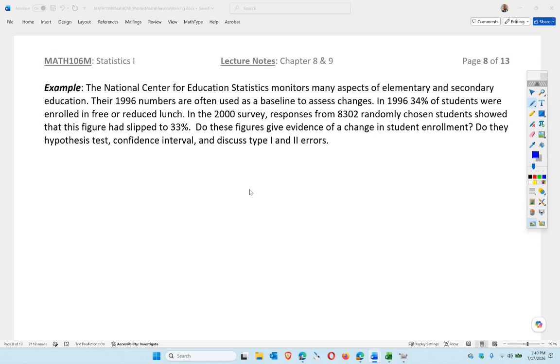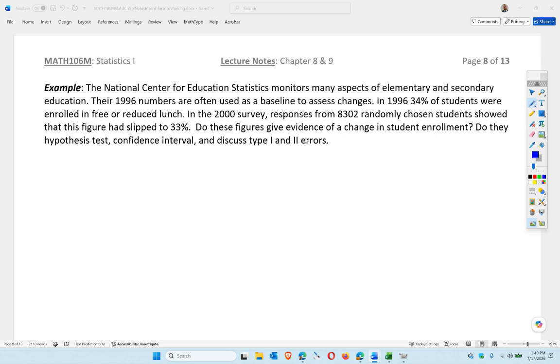Look at a second proportion example. The National Center of Education Statistics monitors many aspects of elementary and secondary education. In 1996, numbers are often used for a baseline to assess changes. In 1996, 34% of students were enrolled in free or reduced lunch. In the 2000 survey, the respondents from 8,302 randomly chosen students showed that this figure had slipped to 33%.